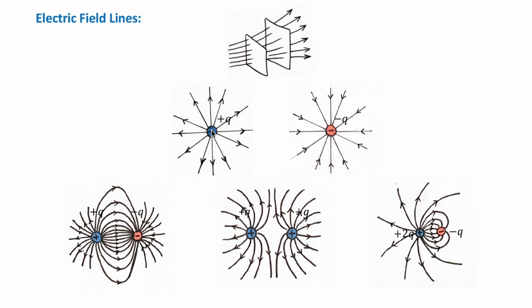Note also that as we come closer to the charge, the lines are closer together, which means that the magnitude of the electric field increases as we go closer to the charge. And it decreases as we go away from the charge because the lines become farther apart.